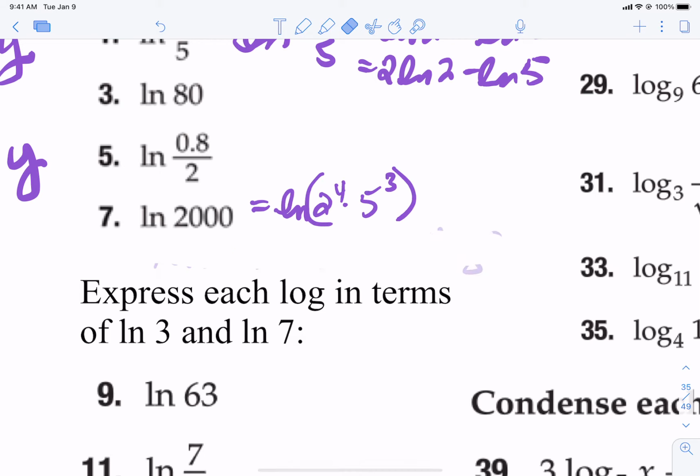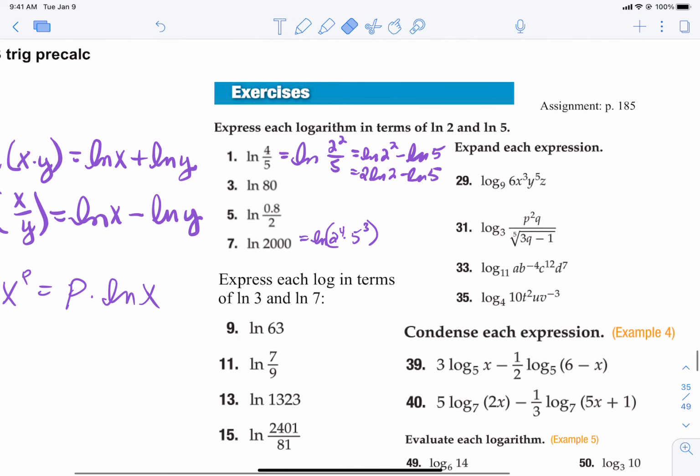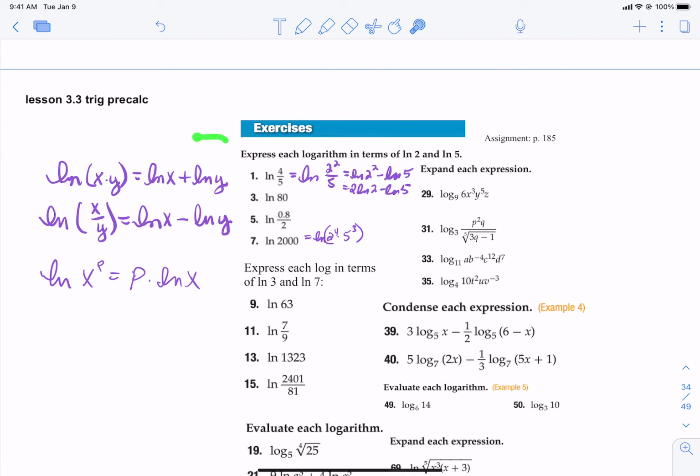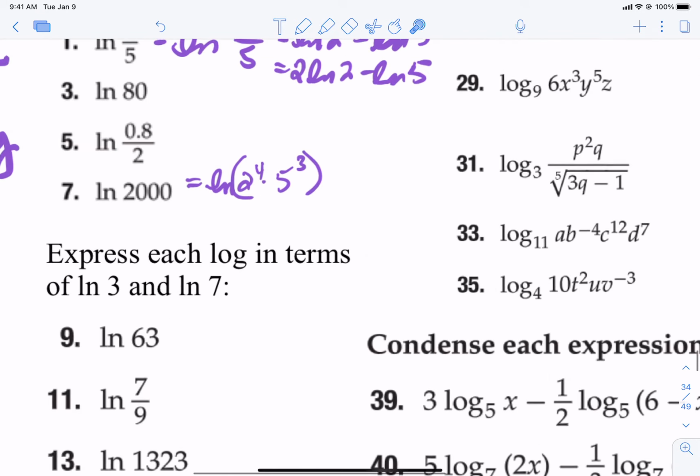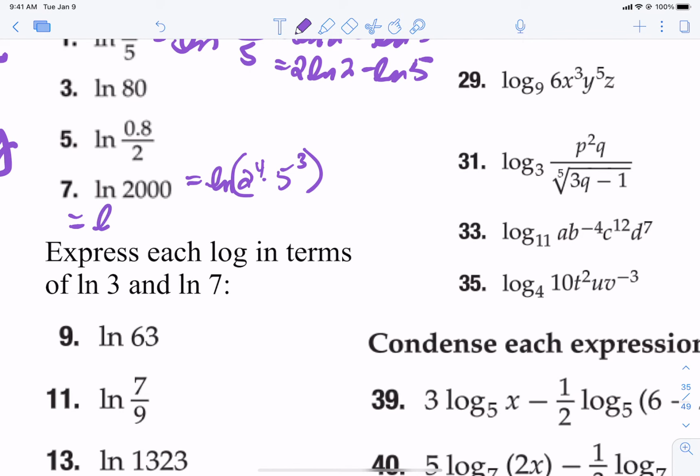Now let's go back to the rules. The rules say that if things are multiplied, we can split it up as a plus. So let's split it up. So that's the natural log of 2 to the 4th plus the natural log of 5 to the 3rd. Okay. Now, for it to be finally written as natural log of 2 and natural log of 5, multiples are okay, but the power on it is not. So we're going to take the powers, drop them down in front, for a final answer of 4 natural log of 2 plus 3 natural log of 5.